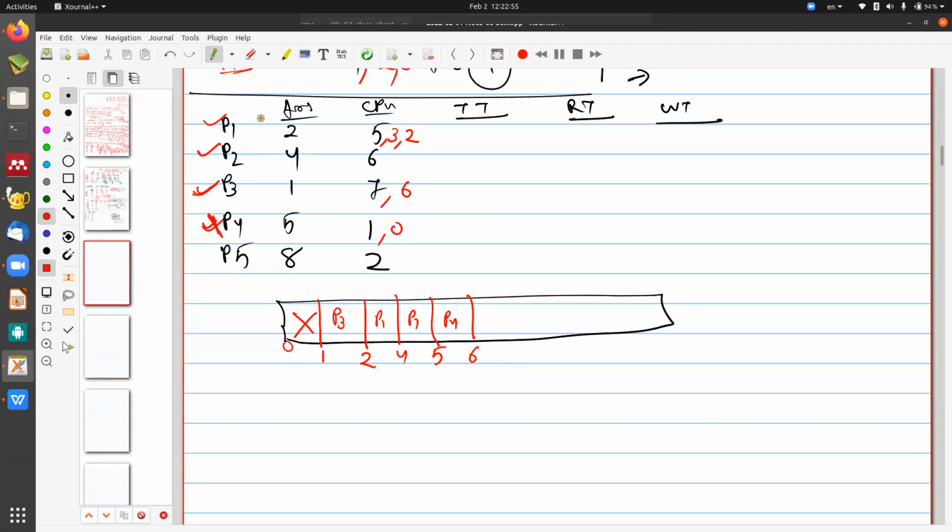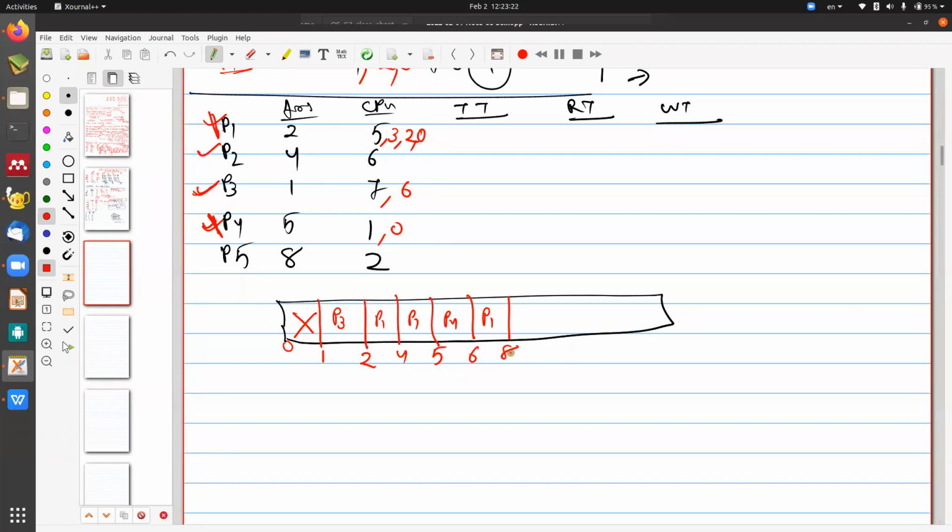Now what is the time? 6. At 6 has anybody arrived? Nobody. Then who is present in the queue now? We will execute the next one, again up to a maximum of 8, because the next process is coming at 8. He requires only 2 units, so 2 units means 6 to 8, and it is completed.